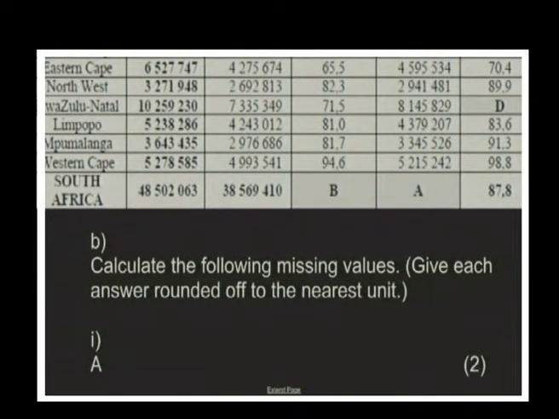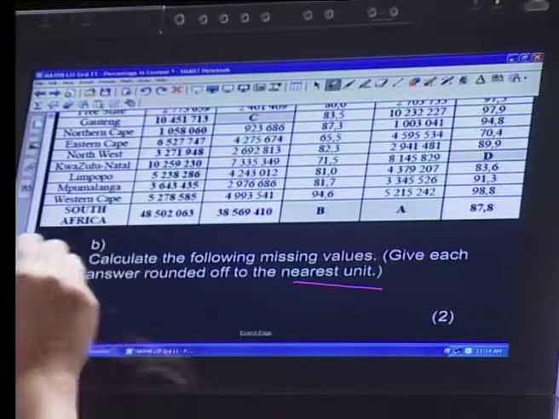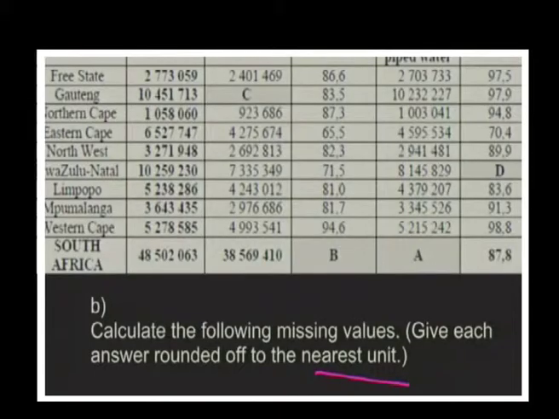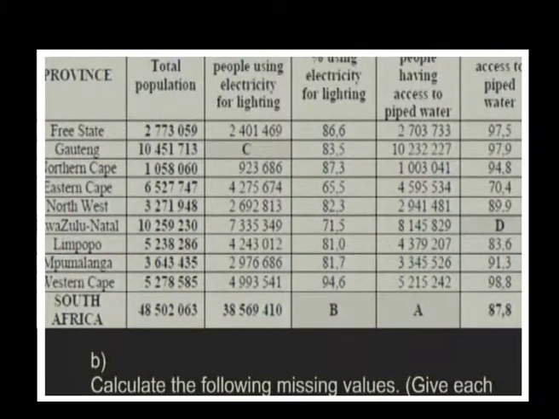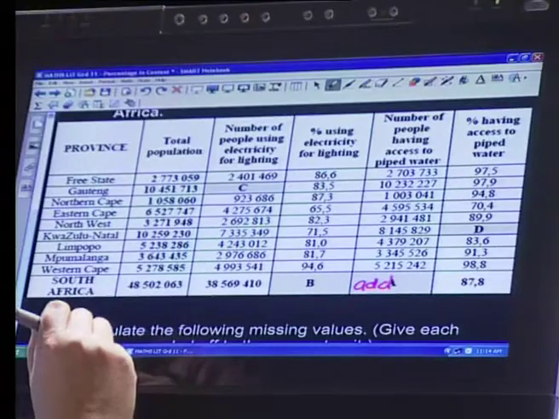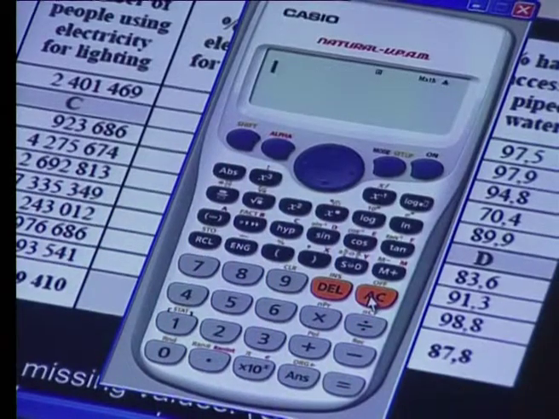Looking at our table again, it now says calculate the following missing values. Give each answer rounded to the nearest unit. And this is the kind of question where it is crucial that you go back and check, have you actually answered? So we know that we need to do it to the nearest unit. So first they want us to represent A. So what is A? A is South Africa, and it is the total number of people having access to piped water. So all we need to do in A is to add up all these values. So we're going to need a calculator, and we're going to have to add all these up.